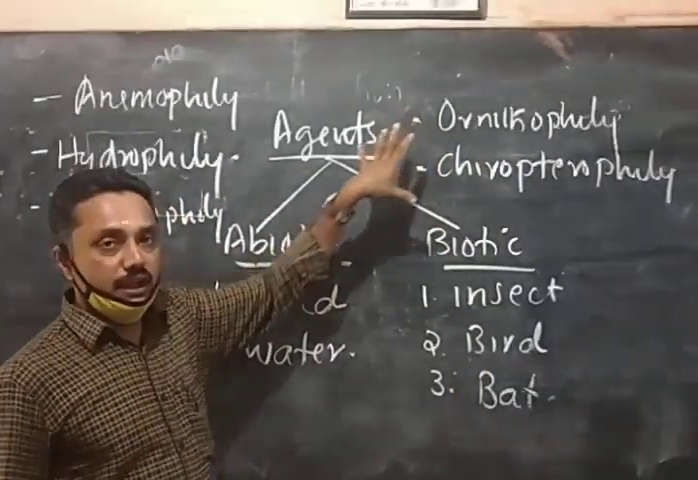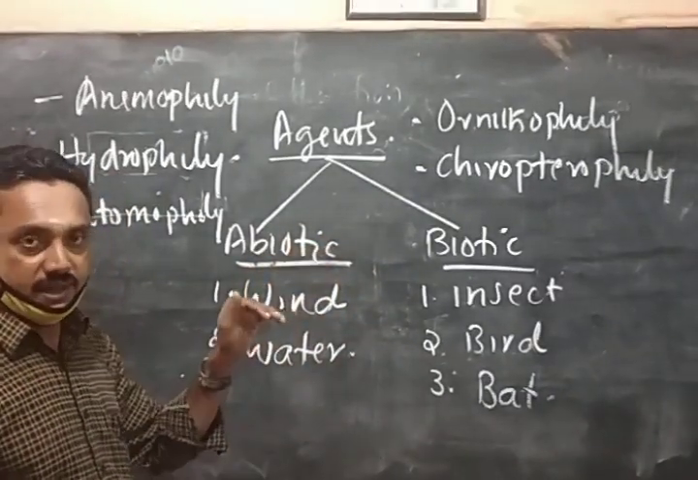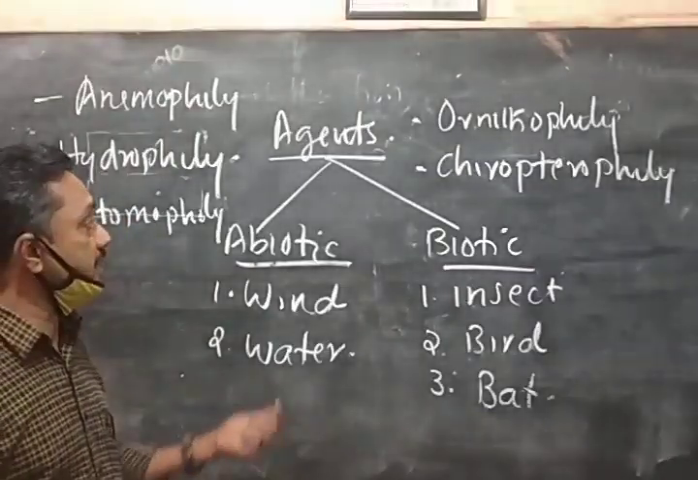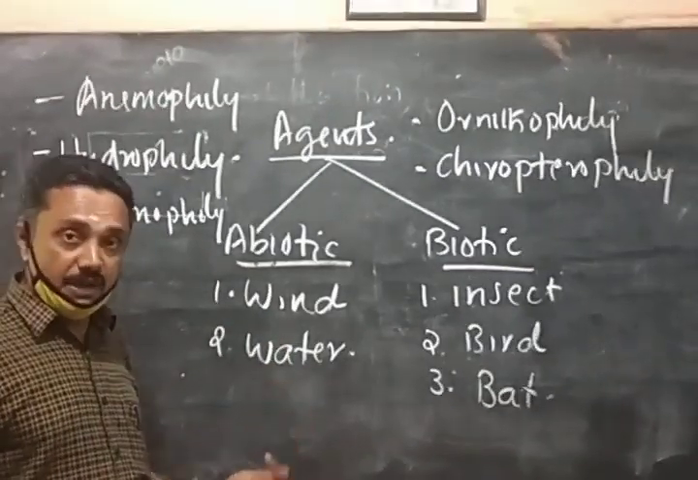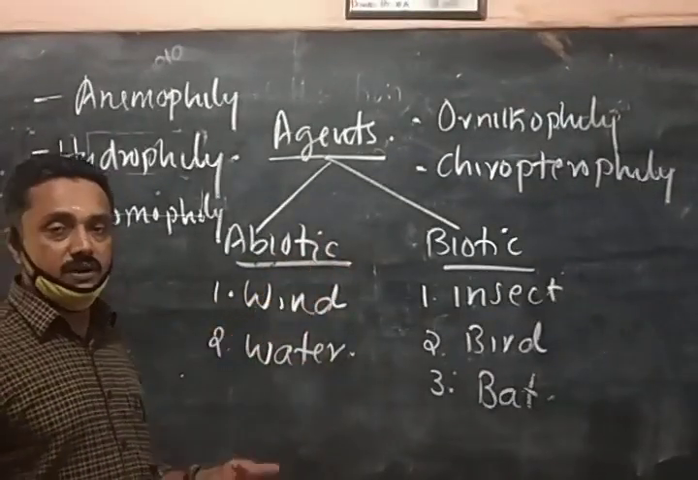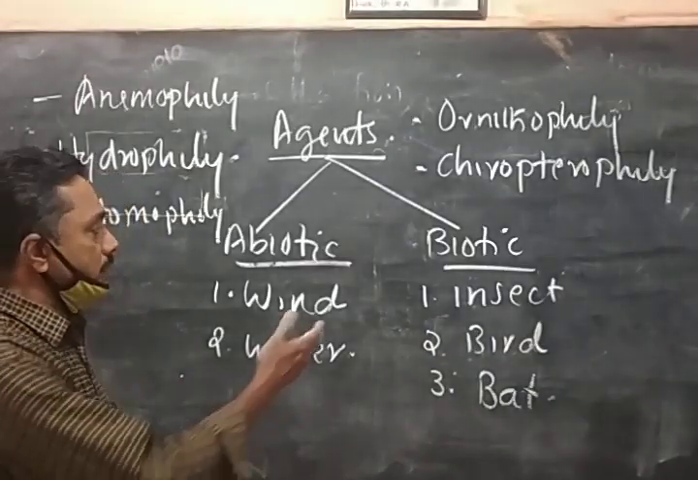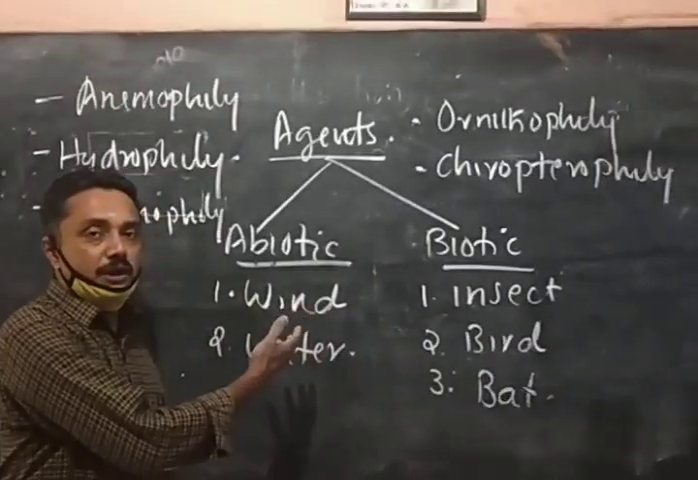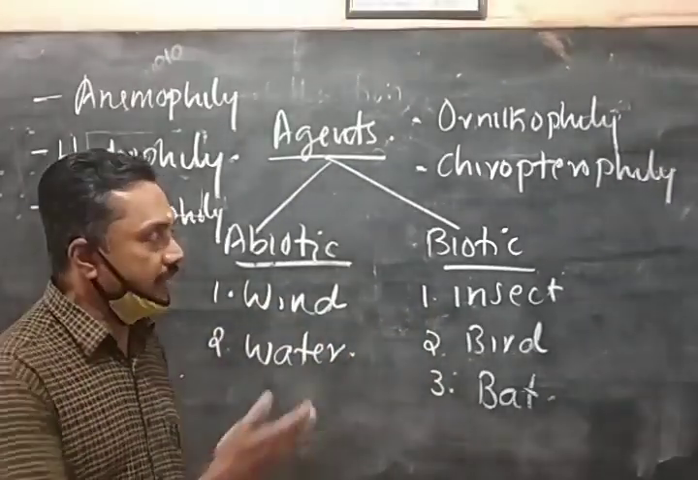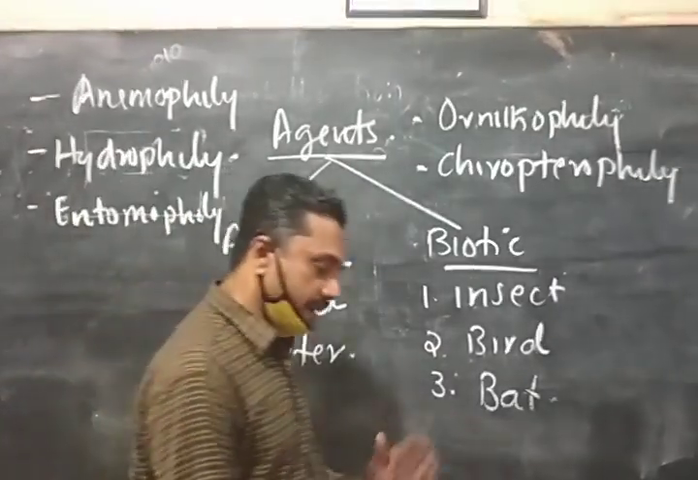So these are the different agencies of pollination you have to study, and the terms related to them. And we have to see the adaptations of pollination to the different agents. Flowers have different characters. We can see next class how wind pollinated flowers have certain characters and insect pollinated flowers have certain characters, the adaptations of flowers for pollination.